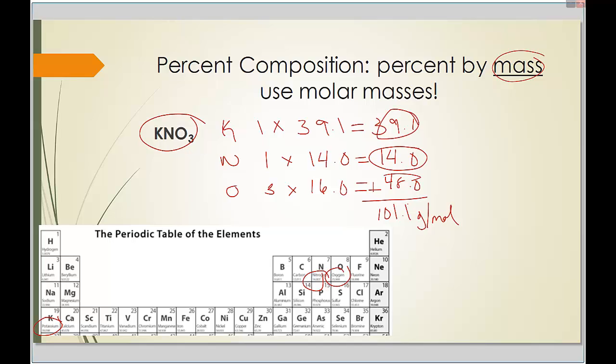Now, to get the percent by mass, we take the mass of each of the elements in the compound, so the total mass. So notice for oxygen, we're using 48 and not 16. We have to multiply it out, so of all the atoms there. So 39.1 divided by 101.1 times 100. That comes out to be 38.7%.